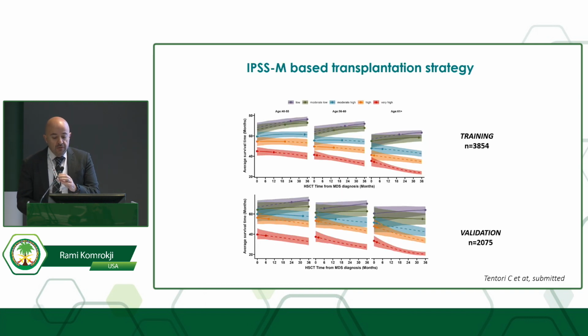To further work on that, we actually again collaborated with the Italian group, and this is work that we're going to be presenting at ASH in detail. The original training cohort is from the Italian group and the validation cohort from Moffitt. We looked at the maximum gain of survival based on using the IPSSM for risk stratification. And again, if you upstage patients and transplant them, that's where we observe the maximum gain.